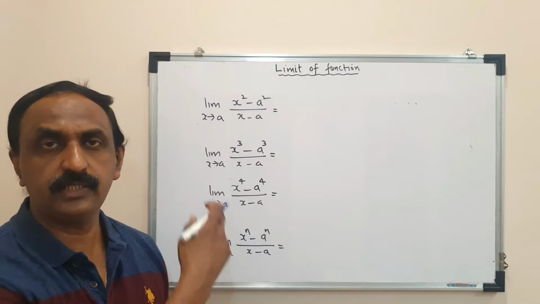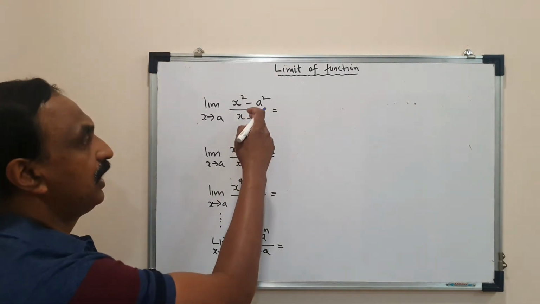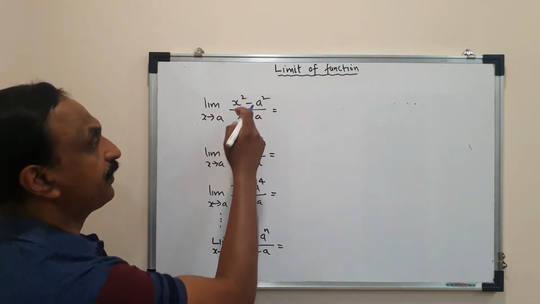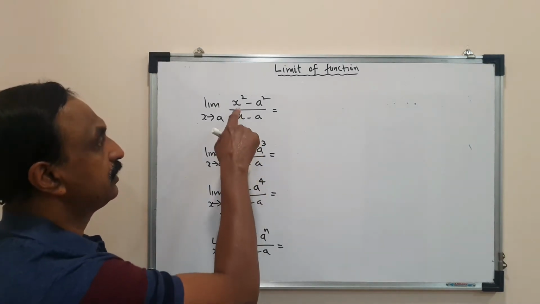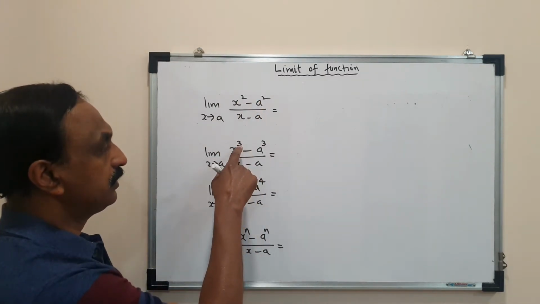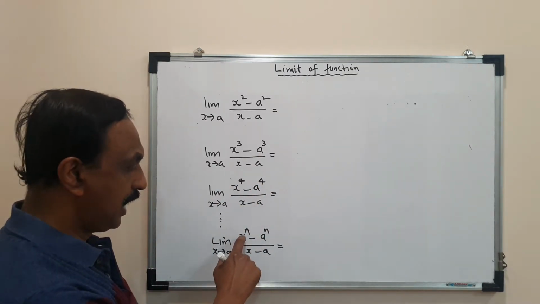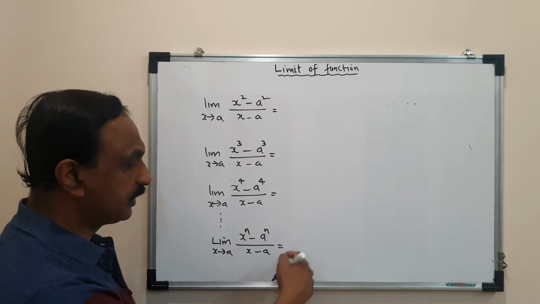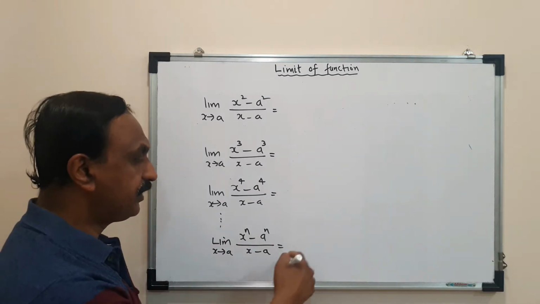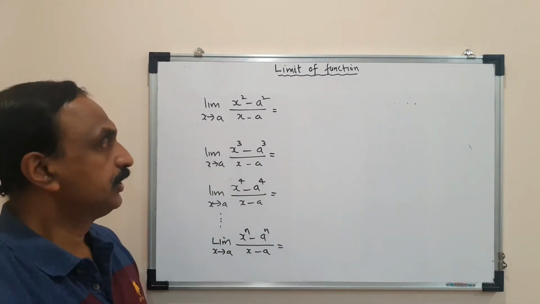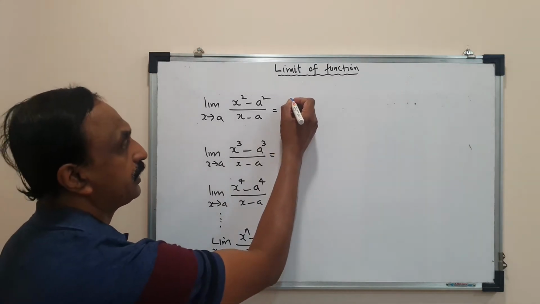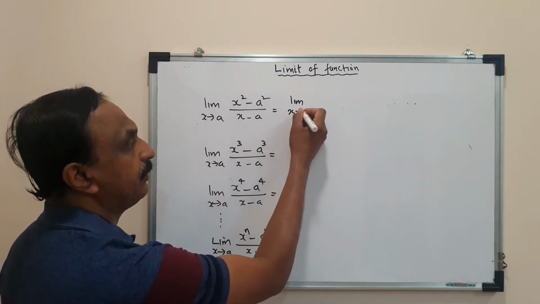Now, let's calculate the value of the limit of this function. You have noticed that in each of the functions, I made a small variation. It is x squared minus a squared, x cubed minus a cubed, x raised to 4 minus a raised to 4. And finally, I am going to derive this formula by generalization. So, the first point is to calculate this limit.